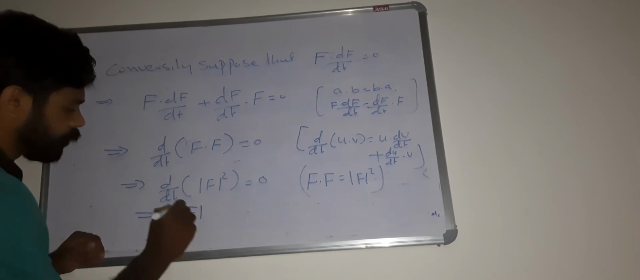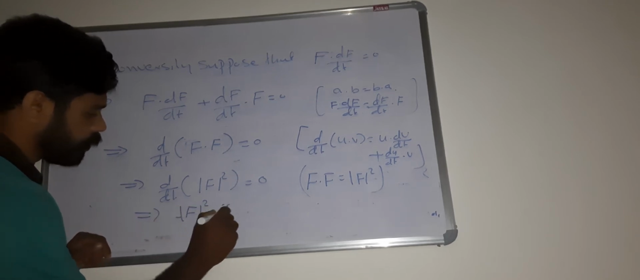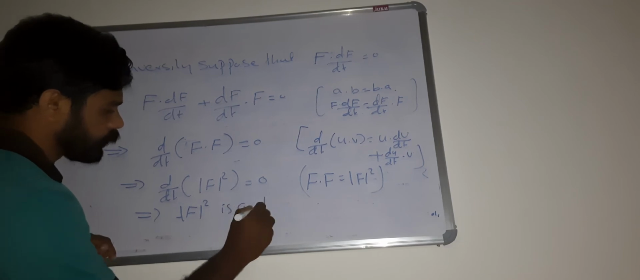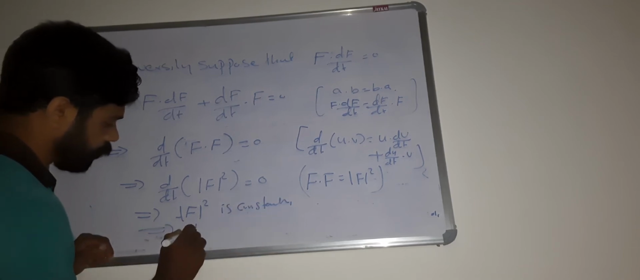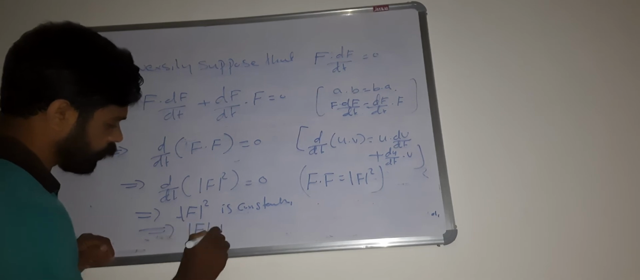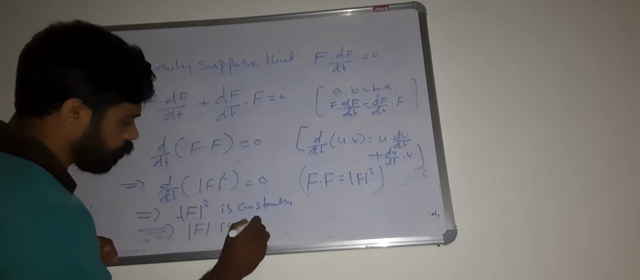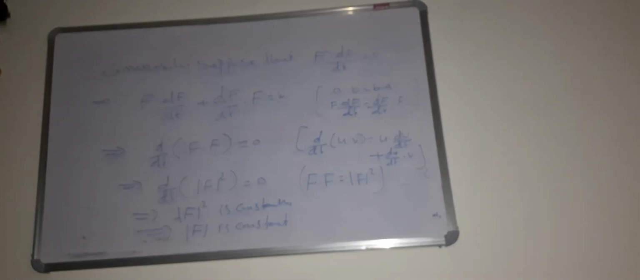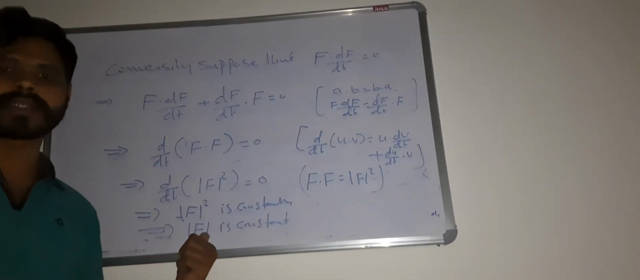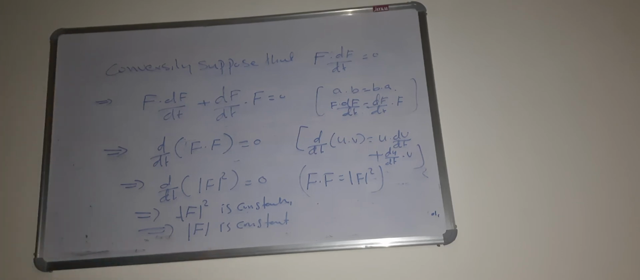Mod f square is constant. Implies mod f is constant, that means magnitude of f is constant. Okay, that is the proof.